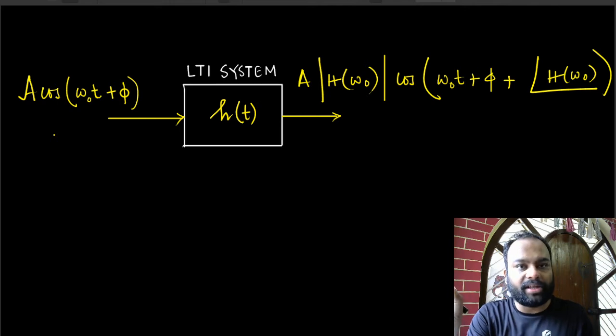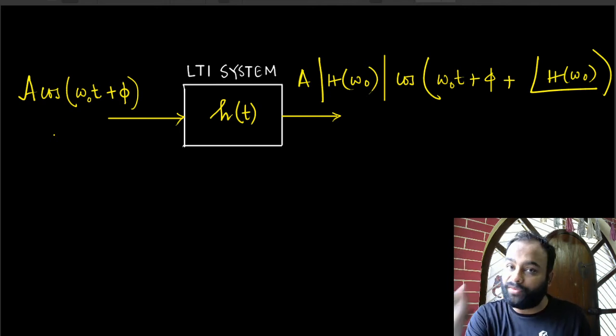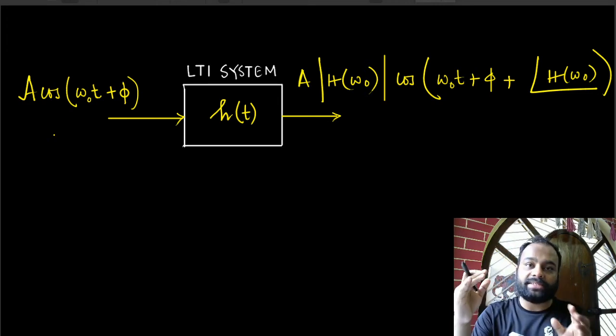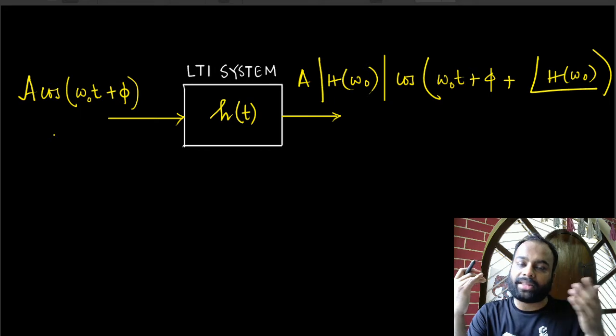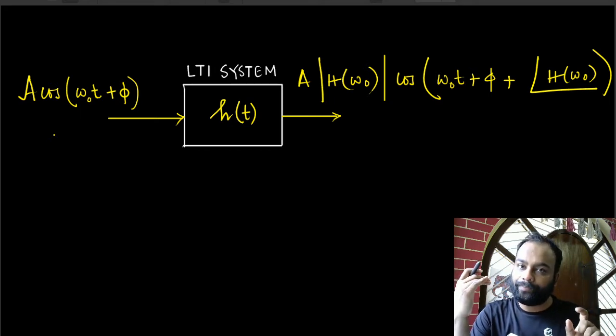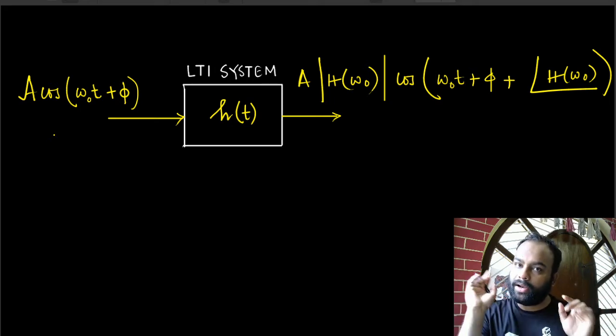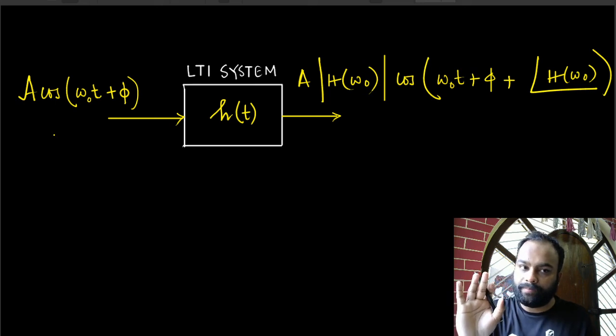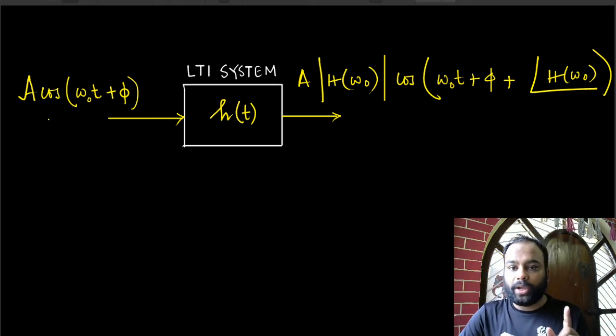But what was the difference? The difference is in the amplitude of the sinusoid and the phase angle of the sinusoid. There is a phase difference and there is a scale up or scale down in the amplitude. Got the idea? Understood, right? So if the input is a sinusoid, the output is also a sinusoid. No difference. Only changes happened in the amplitude and the phase angle.